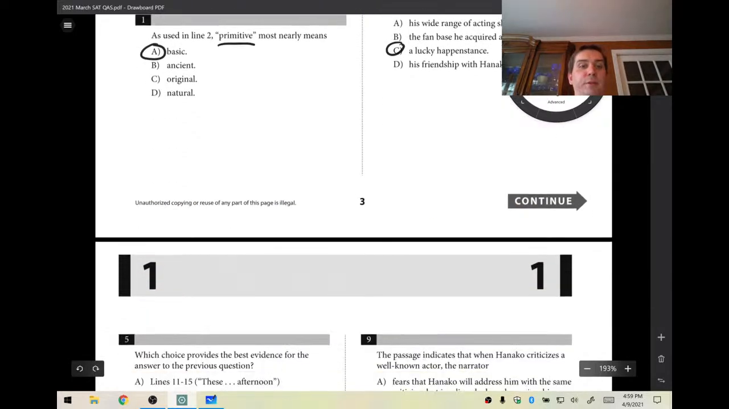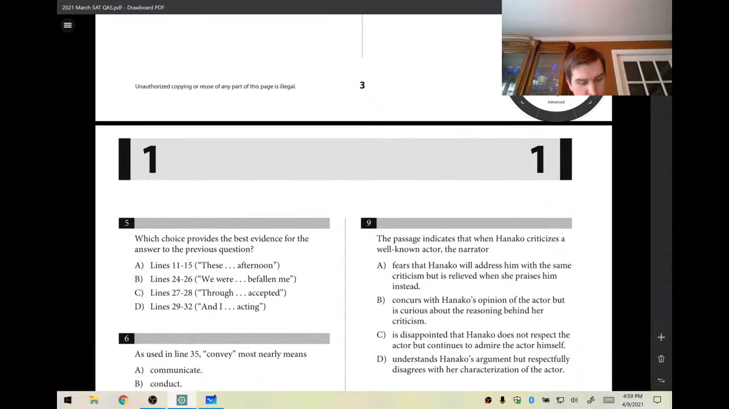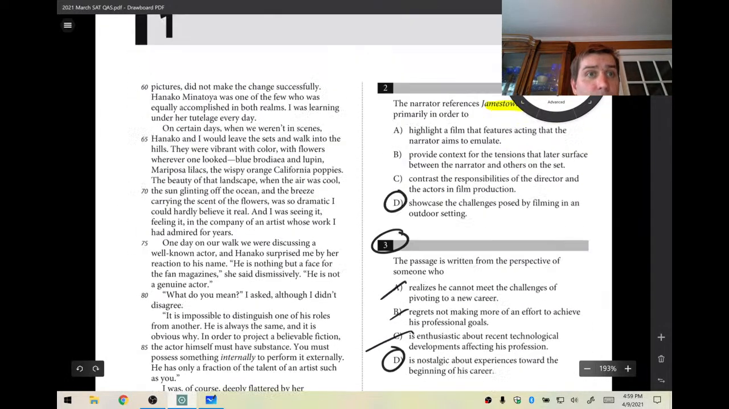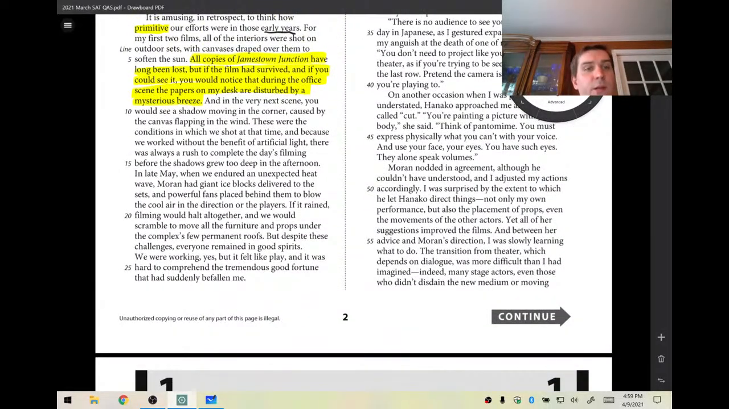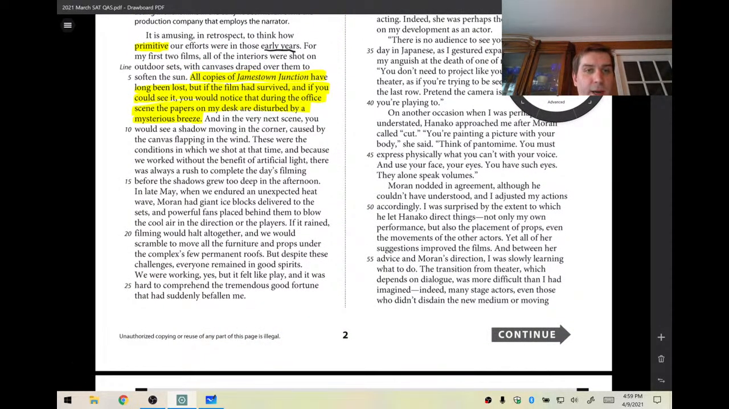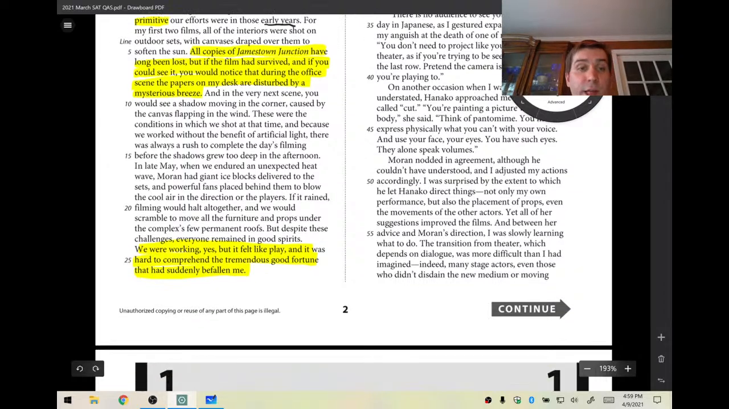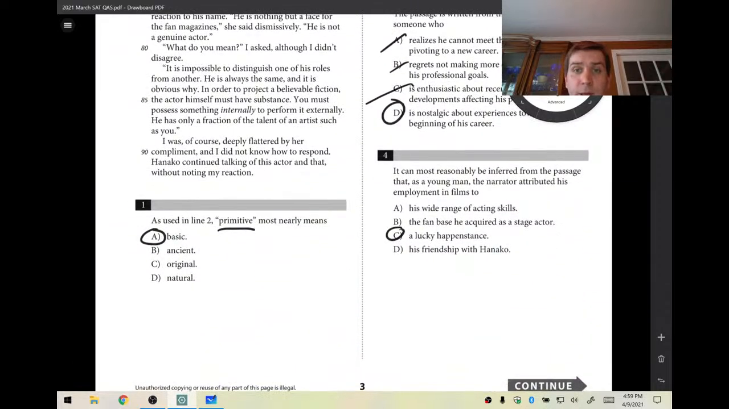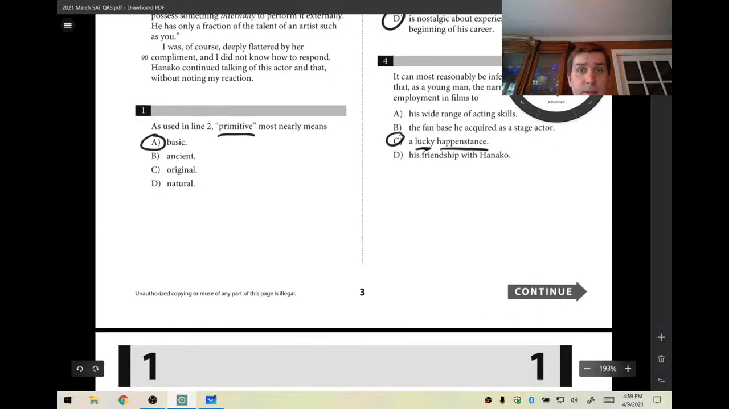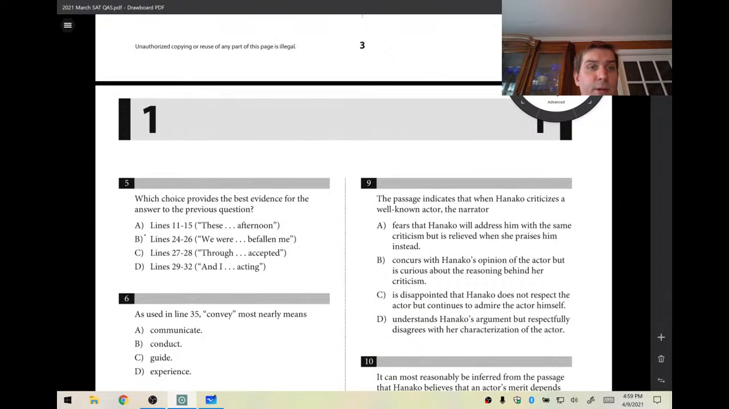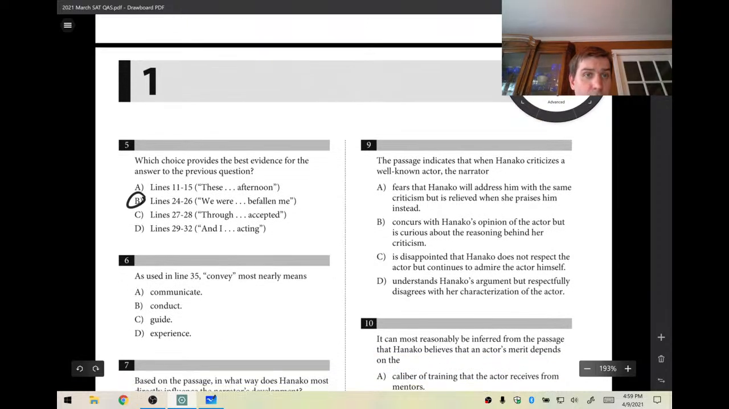And now for question 5, we have to find the part. Where does our author say that it was all luck? It was attributed to luck. I'm going to highlight the lines. That happens right here in the passage. So just some reading comprehension. Could you remember where you read this in the passage? "We were working, yes, but it felt like play. And it was hard to comprehend the tremendous good fortune that had suddenly befallen me." So that's the lucky happenstance. Tremendous good fortune sounds like lucky happenstance to me. Those lines I read were lines 24 through 26. The lucky happenstance.